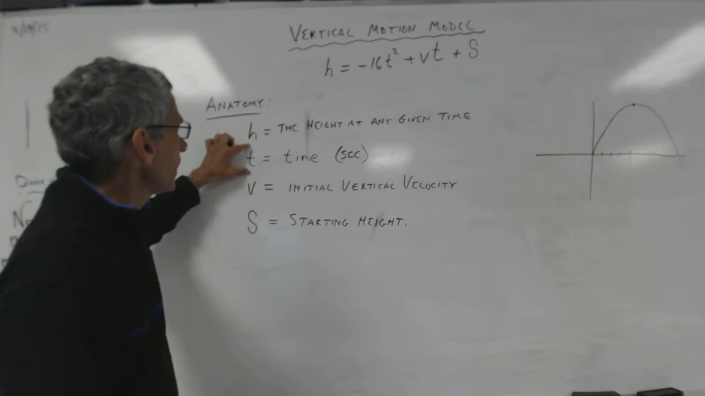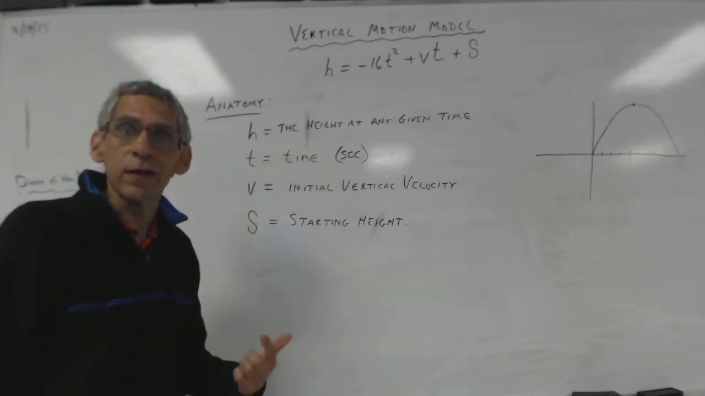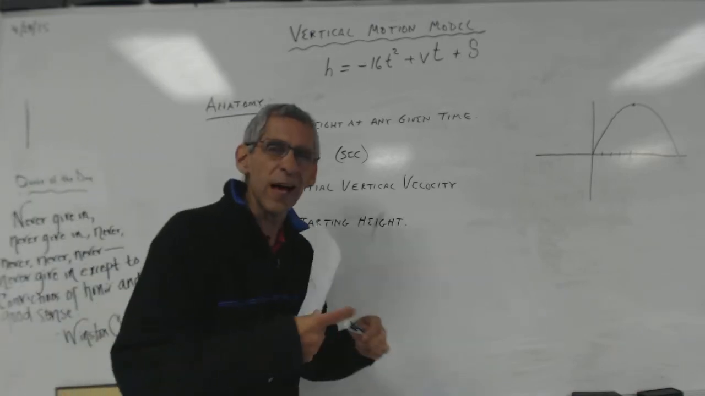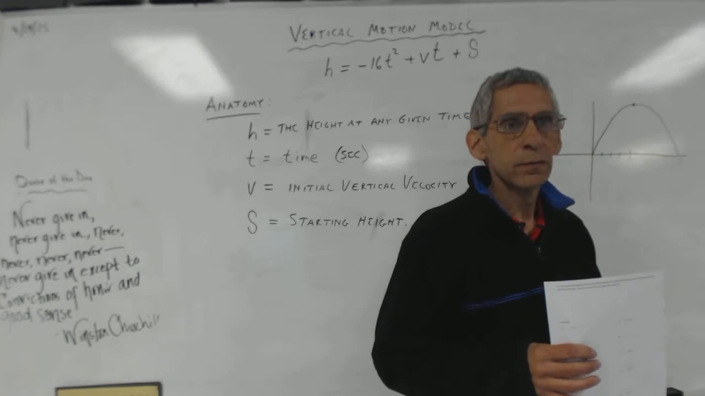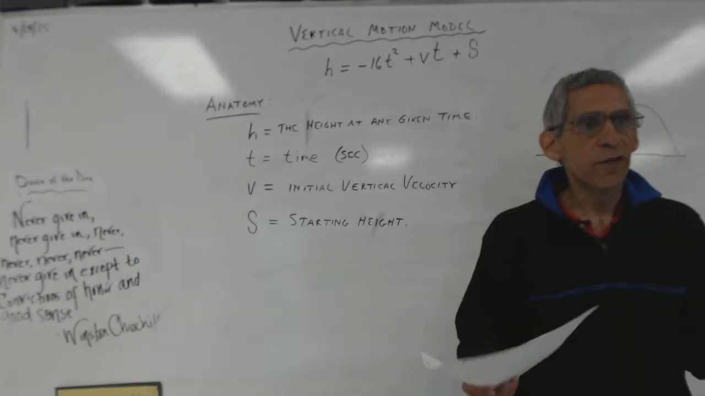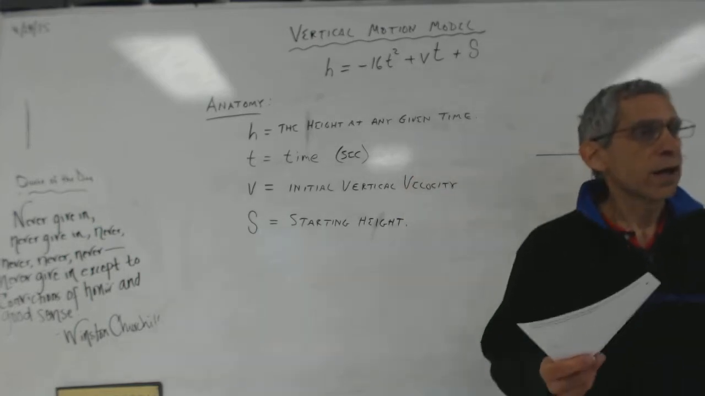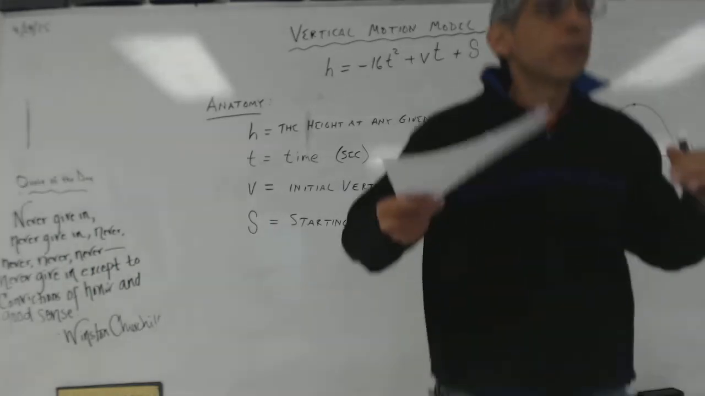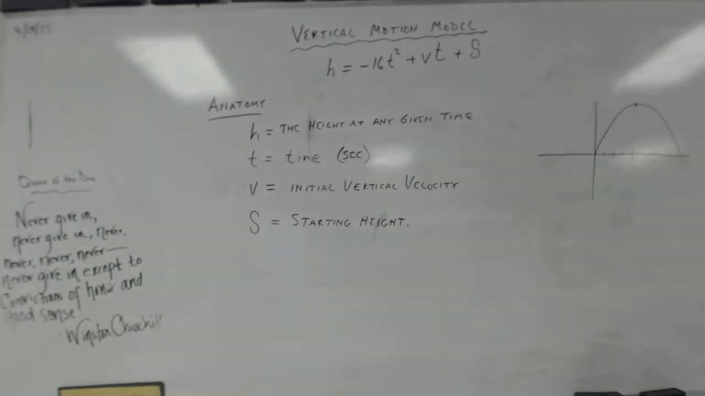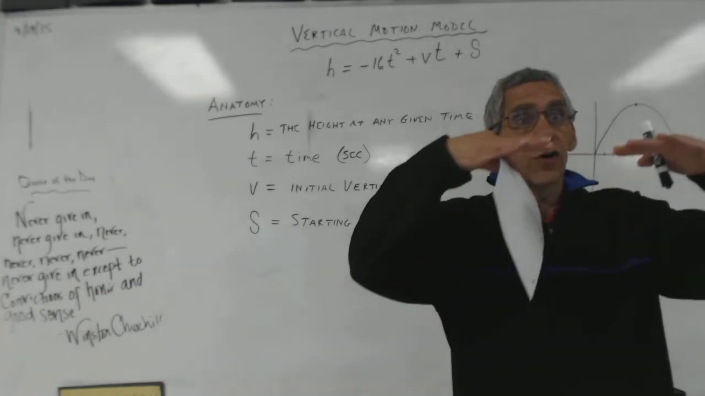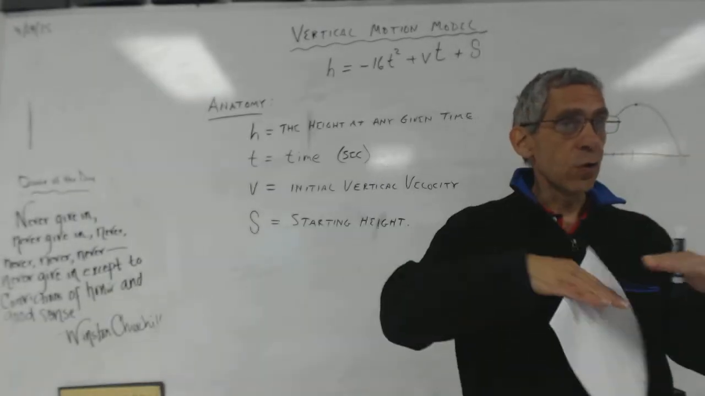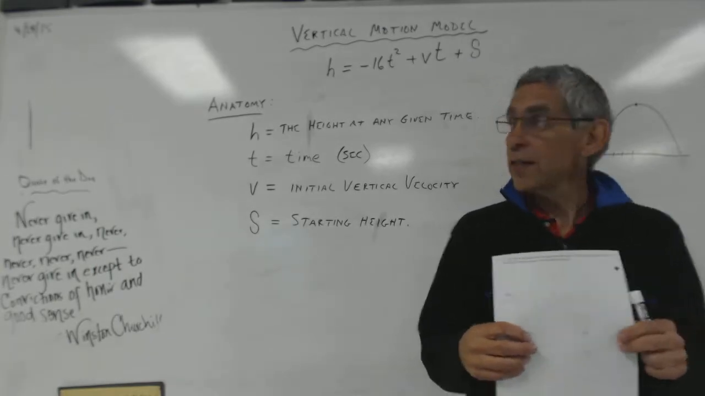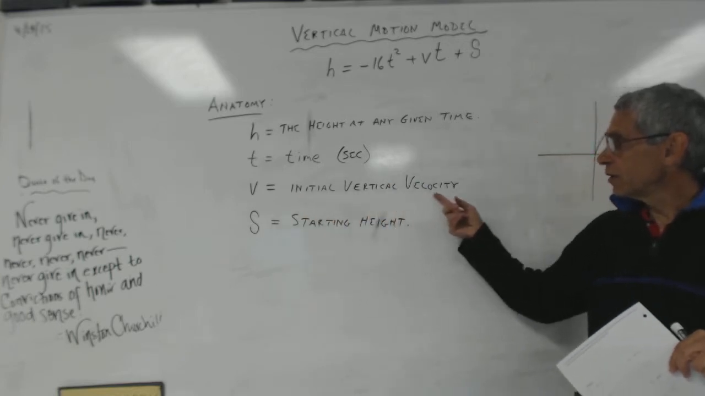But T is time in seconds, so that's pretty obvious. 1 second, 2 seconds, 3 seconds. V is initial vertical velocity. What is velocity, first of all? It's like speed. So vertical means upward movement. Now think about it. Sometimes you jump straight up and down. Sometimes you jump sideways. But still, there is a vertical motion going upward. So if there is a vertical motion, that would be your initial vertical velocity.